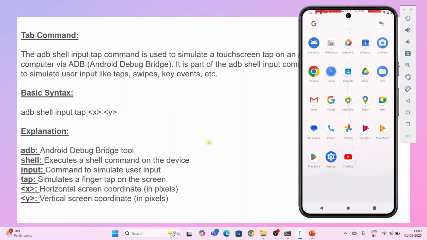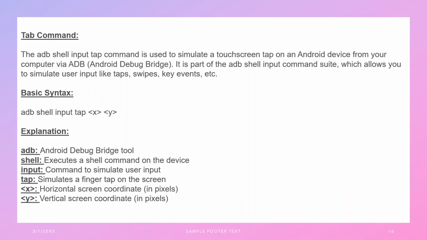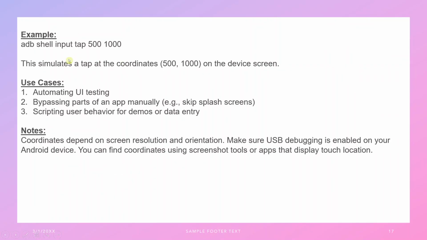Okay, and now I want to perform a tap on this clock icon so that it will open the clock application. So we have now seen the basic syntax and explanation of the syntax. Now we see the example. In the example I have to give adb shell input tap and the X and Y coordinates; here I have used 500 and 1000. It means this simulates a tap at the coordinates 500 and 1000 on the device screen.